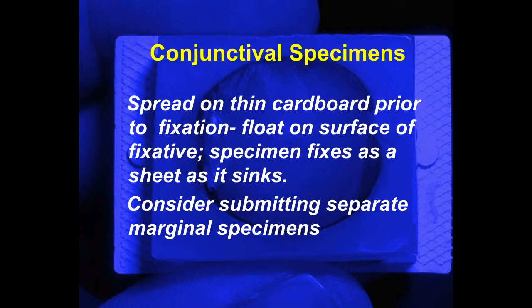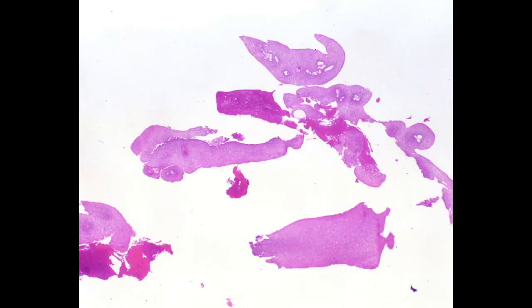It is often quite difficult for the pathologist to margin conjunctival specimens in the laboratory. Surgeons should consider submitting separate marginal specimens of conjunctival lesions. Here's an example. This was a case of conjunctival intraepithelial neoplasia that was not placed on cardboard. We can make the diagnosis, but we can't determine if the lesion has been completely excised.